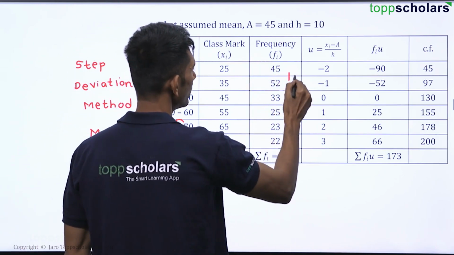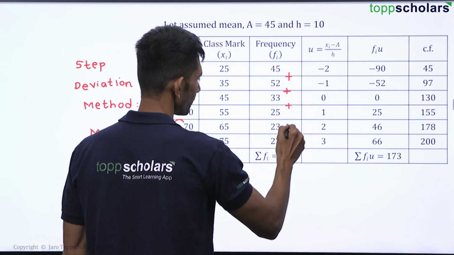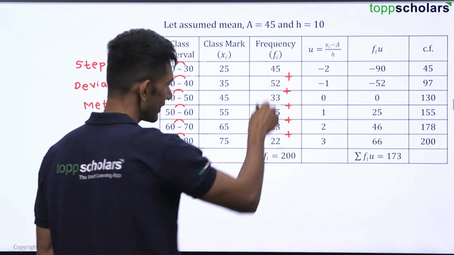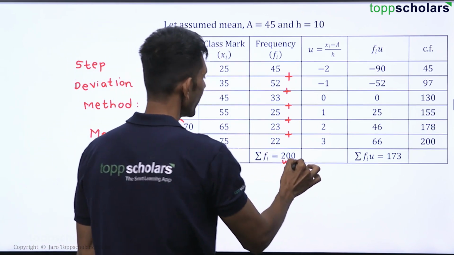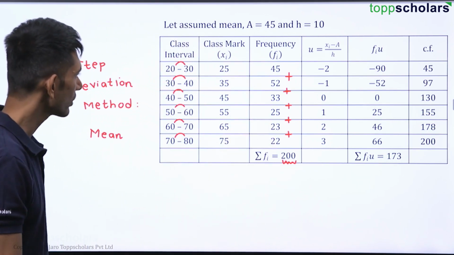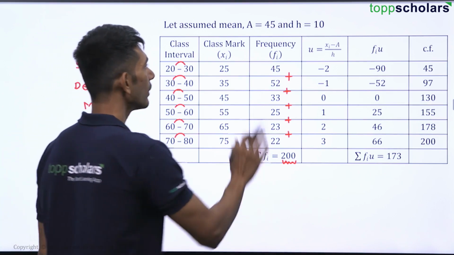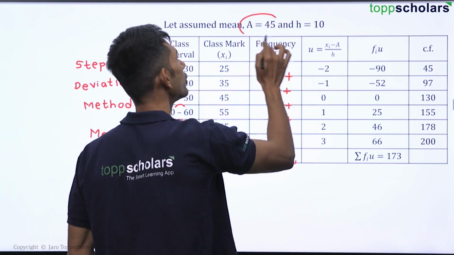Frequency is already given. Firstly, we find out the total frequency. That is, we add this. After adding all of them, we get 200, right? So this is the total frequency. Then we find out ui. For that, we need to assume some mean.